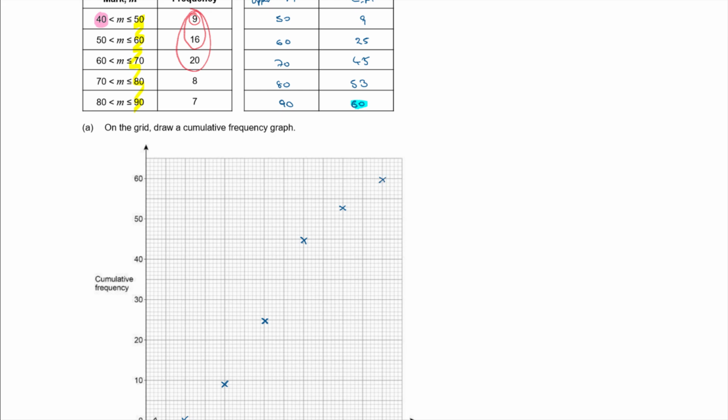Okay, once you've plotted all your points, you're going to carefully draw that distinctive S-shaped cumulative frequency curve through each of your points. It kind of flattens out at the top. Okay, so there we go, like that. Right, so there's my cumulative frequency curve. I bet they're going to ask me something about it now, aren't they?